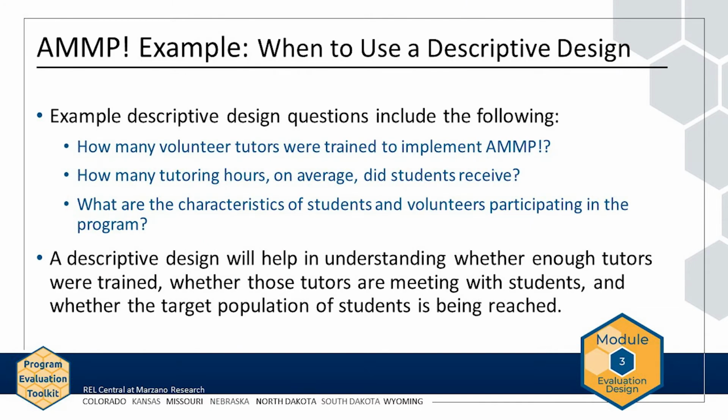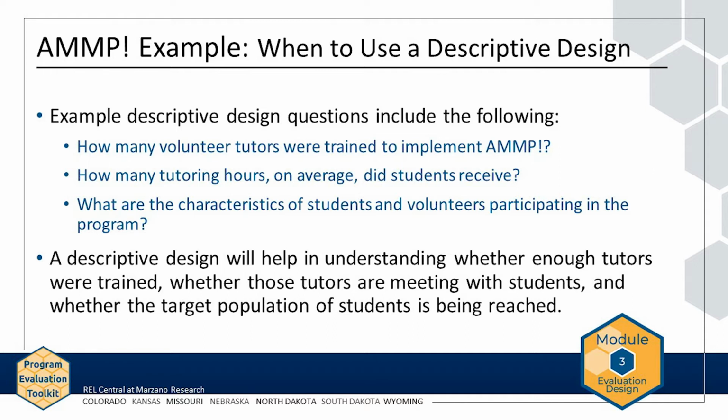To get a better sense of what a descriptive evaluation might look like, let's review the AMMP example. For the AMMP evaluation, let's say that the team wants to document the number of volunteer tutors trained to ensure that there are enough staff to provide after-school homework support to students. The team might even want to know the backgrounds of the students and volunteers who participate in the program. The questions presented here might provide insight into key activities and outputs.